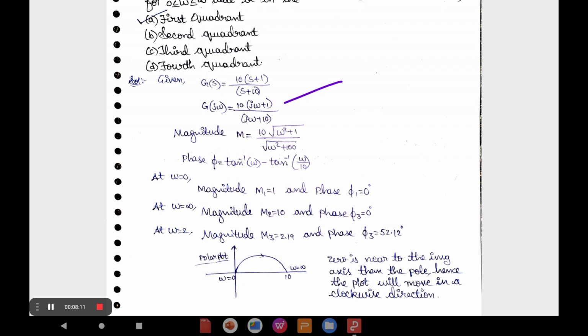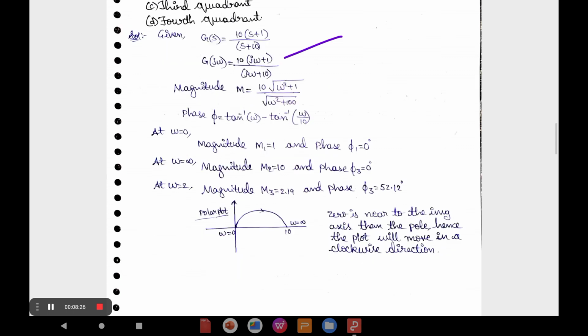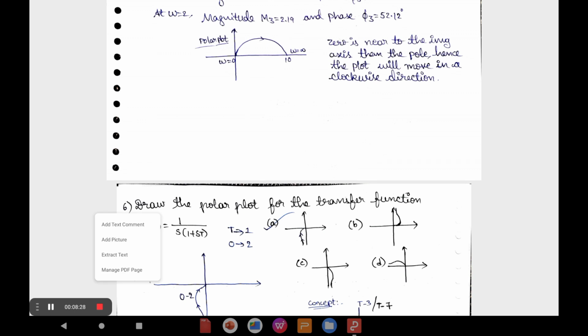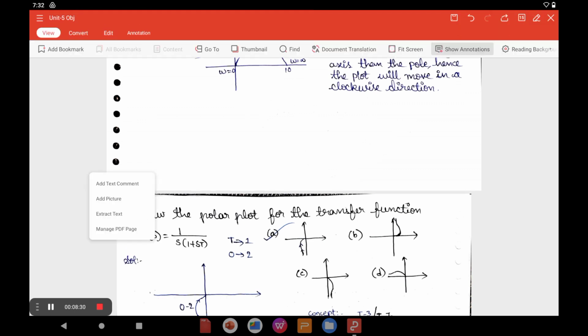At omega equal to 0, magnitude is equal to 1 and phase is equal to 0. At omega equal to infinity, magnitude is equal to 10 and phase is equal to 0. What is the starting frequency, right? That is also a consideration. There are some typo errors you have to remember for this case also.